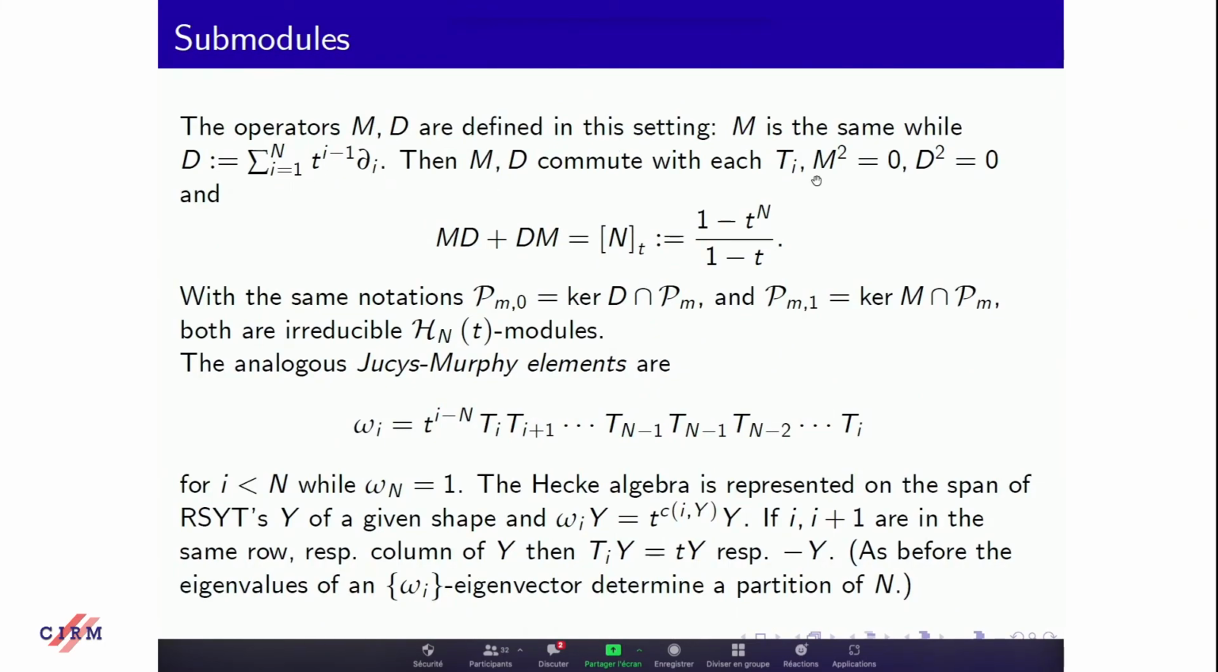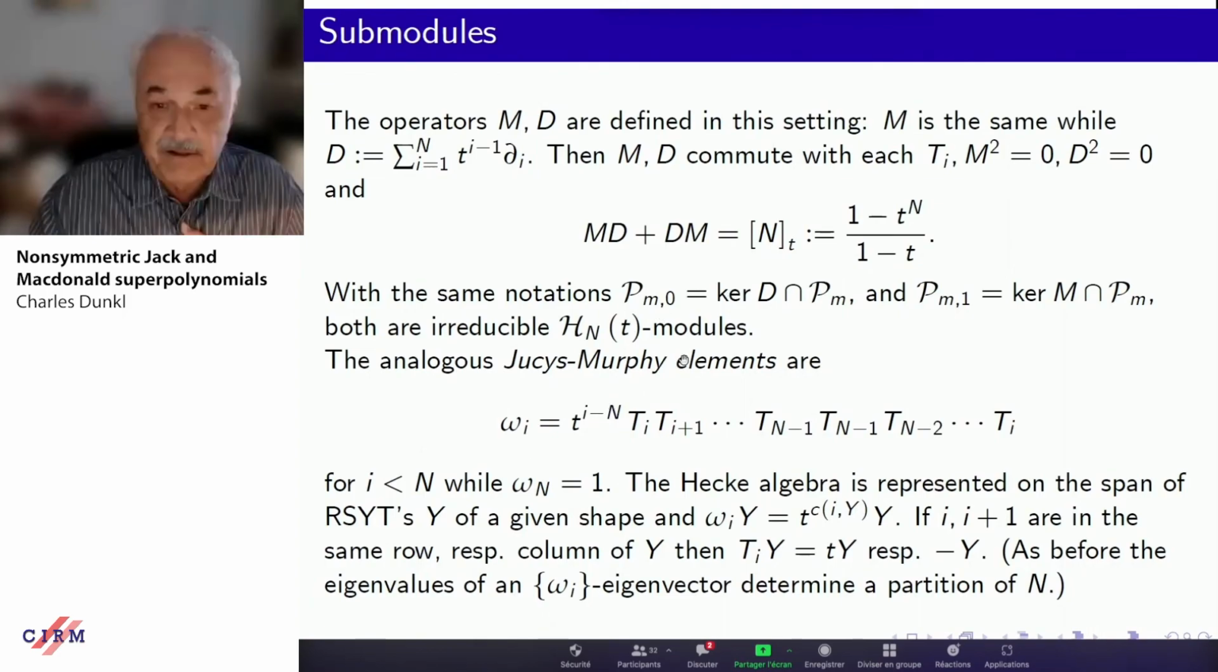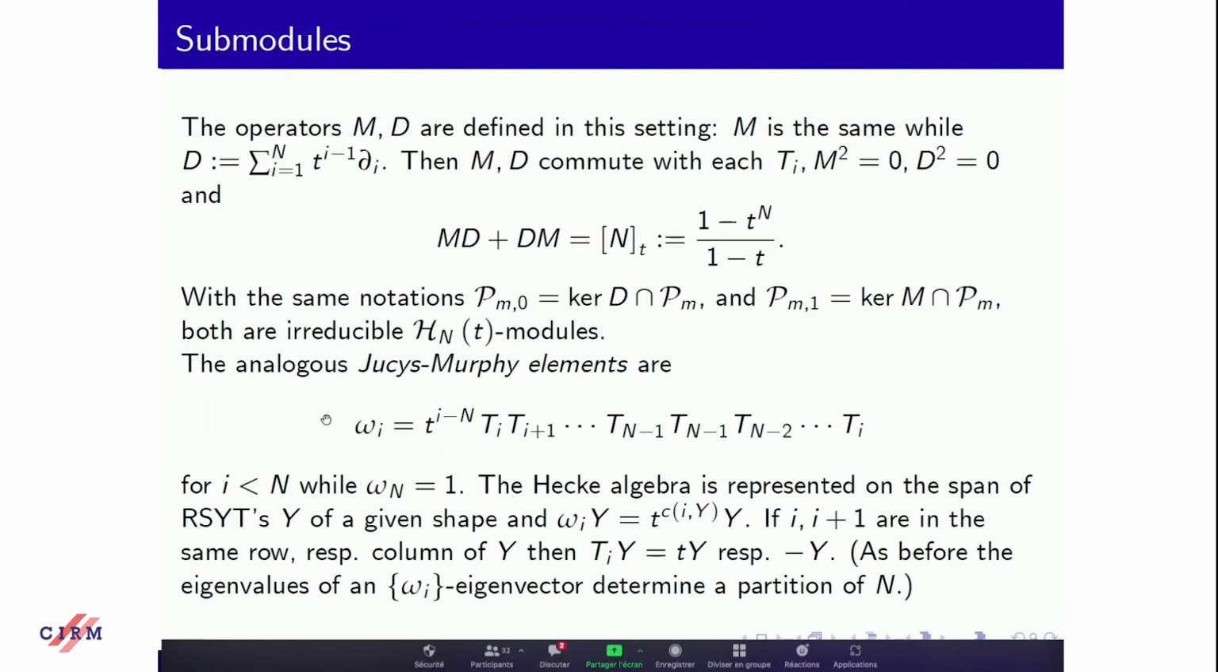The m and d commute with the T's. m squared is 0, d squared is 0. md plus dm is whatever you call it, the t-number of n or something. One minus, very familiar, 1 minus t. We use the same notation for PM0, PM1. They're irreducible modules. The Jucys-Murphy elements look quite different.